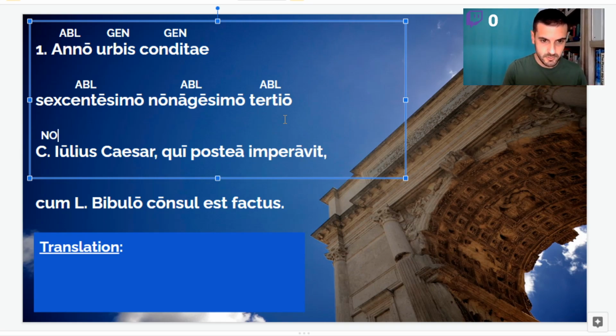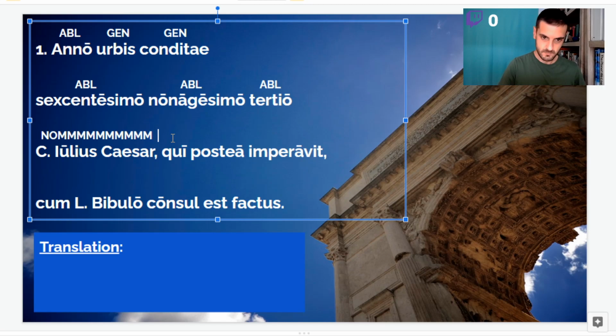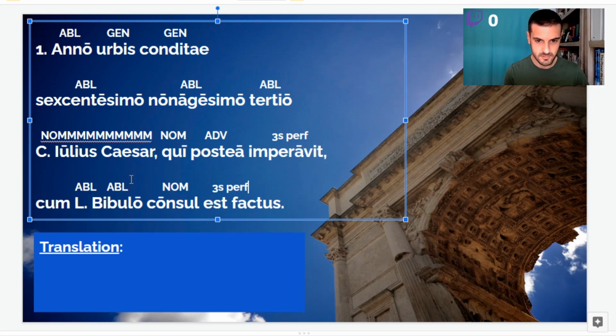Gaius Julius Caesar, his full name. We have this qui here, a relative clause, giving me more information about Caesar, of course. Postea as an adverb. Our relative clause verb here is imperavit. Cum, this is with cum. I can tell because of Lucio, which is abbreviated, but Bibulo, right? Consul. And it's est factus, but you could just as easily see this as factus est. So that's third singular perfect passive.